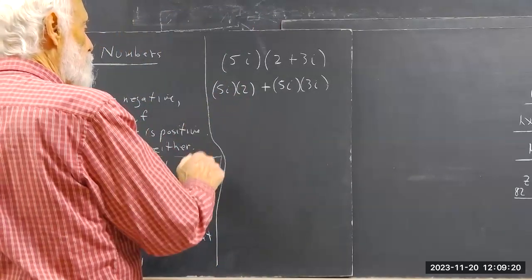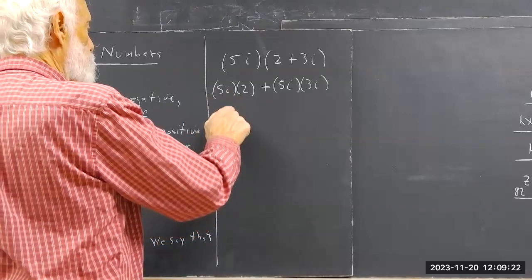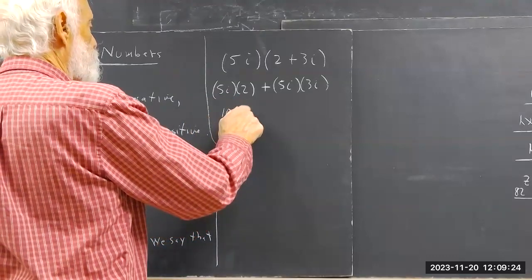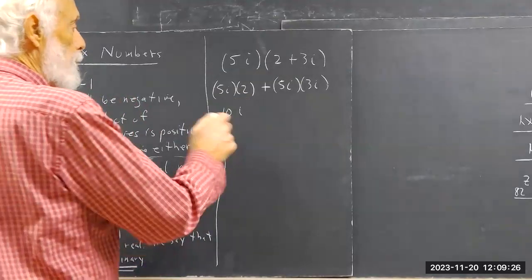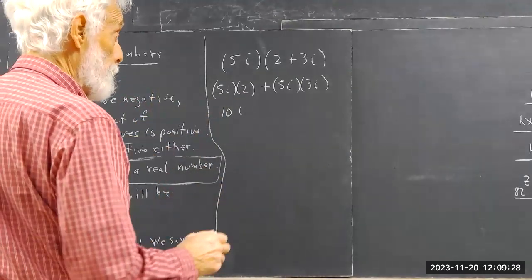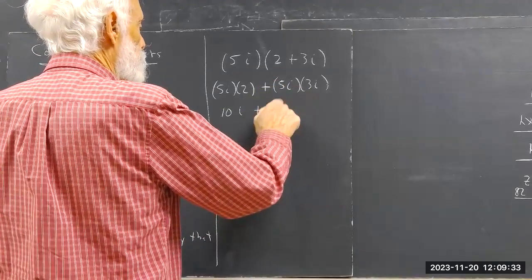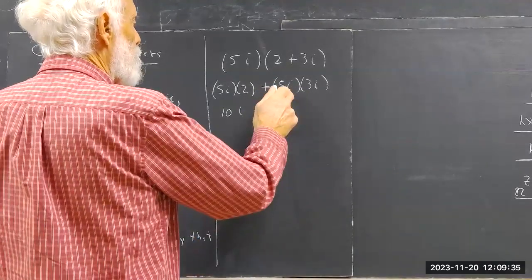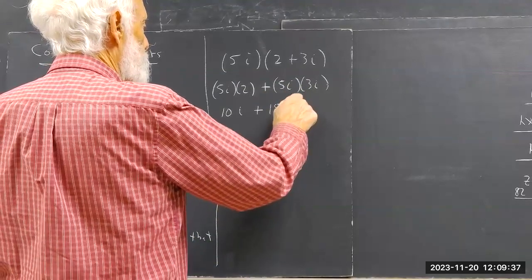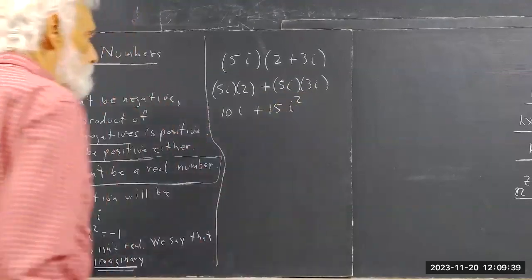Now, what's 5i times 2? Well, 5 times 2 is 10. And you still got I. There's an I there. 5 times 3 is 15. You've got an I times an I. That's 15i squared.